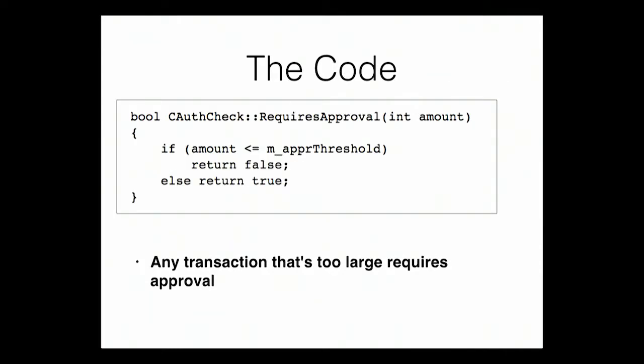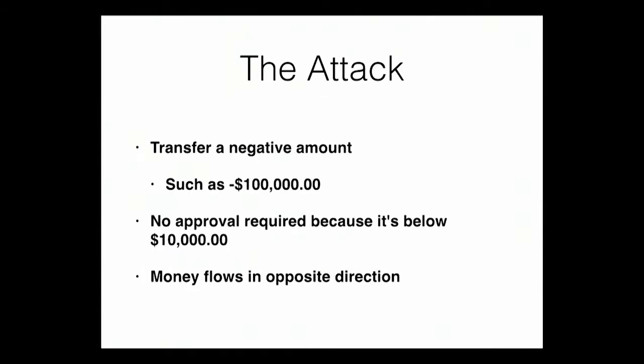So the code does this. If the amount is less than $10,000, then it does not require approval. If this fails, then it returns true and says this does require approval. So all you have to do is transfer a negative amount and then flip the account numbers around. The money will go the other way, and you can make it as big as you want because they didn't think of that. So you can move as much as you want as long as you reverse the source and destination addresses, and it never has to have approval.